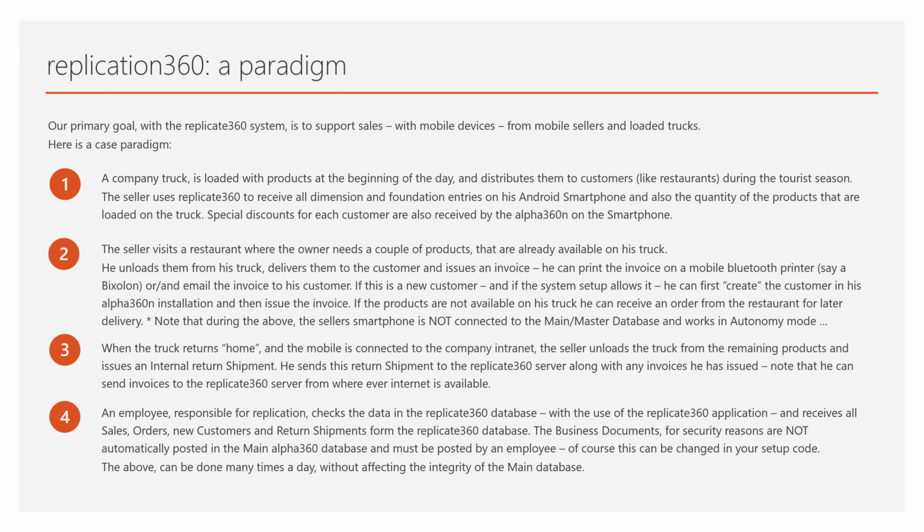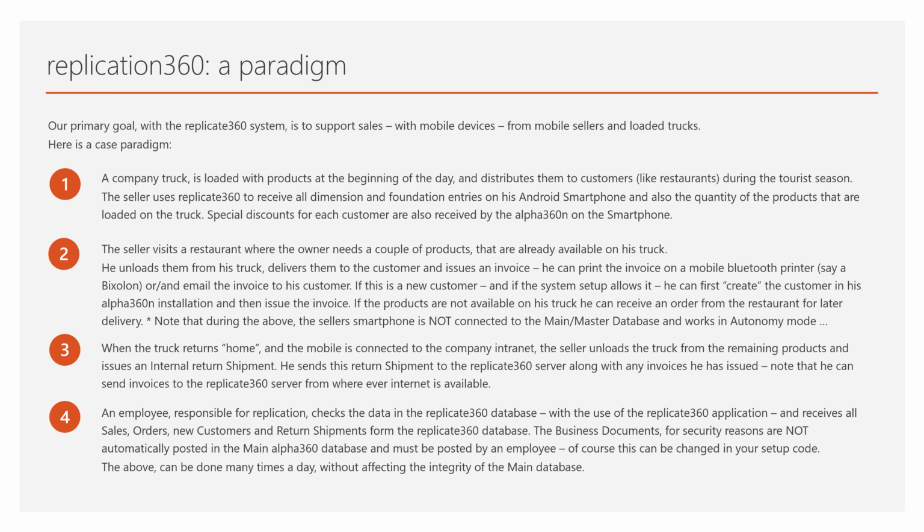If this is a new customer, and if the system setup allows it, he can first create the customer in his alpha360N installation, that is a local database, and then issue the invoice. If the products are not available, if quantities for the products suitable are not available on his truck, he can receive an order from the restaurant for later delivery.